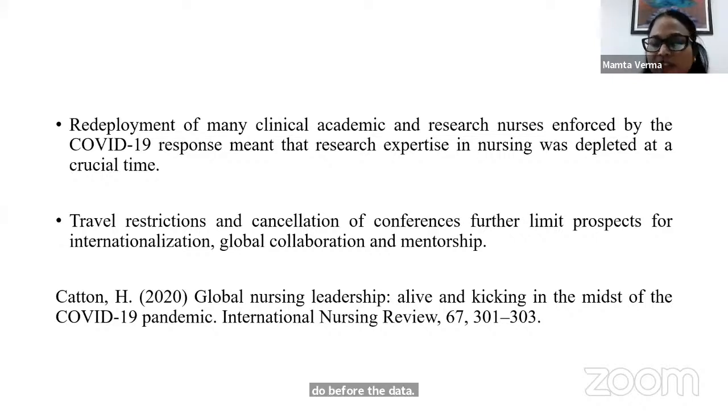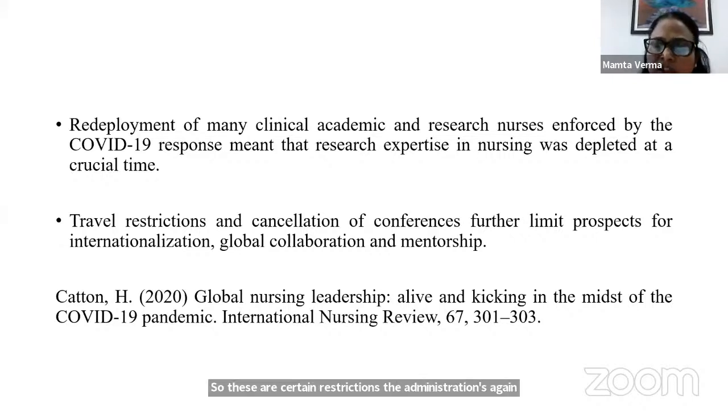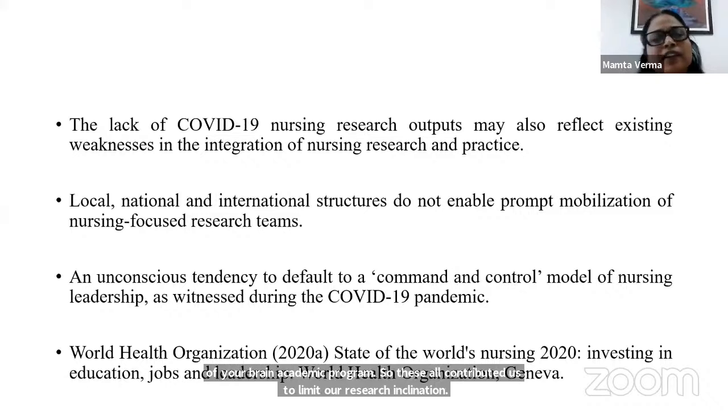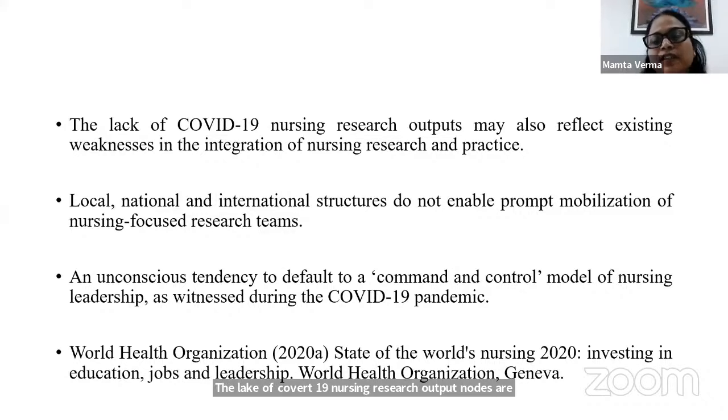There were restrictions of gathering, academic program. So these all contributed to limit our research inclination. The lack of COVID-19 nursing research outputs may also reflect existing weakness in the integration of nursing research in the practice. There was a weakness in the integration of the findings of the research. Local, national, and international structures do not enable prompt mobilization of the nursing focused research team because of the restrictions. We were confined to our own shell.